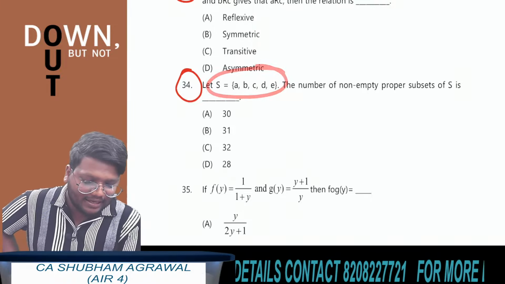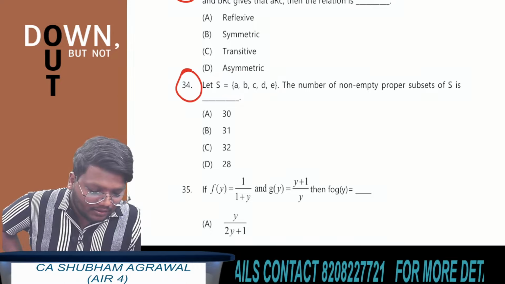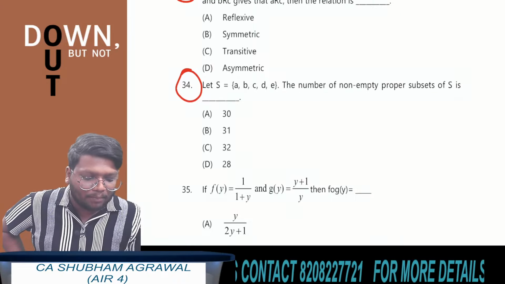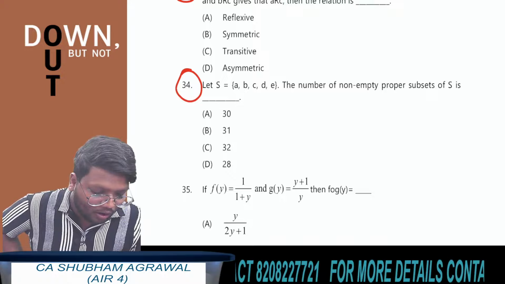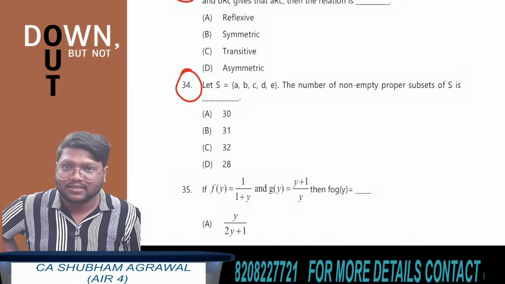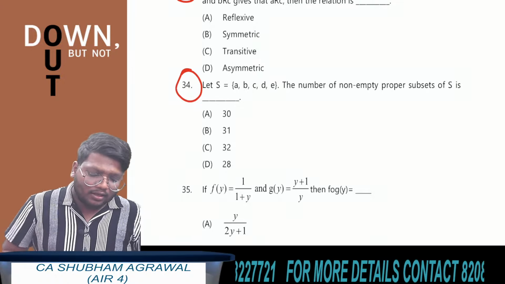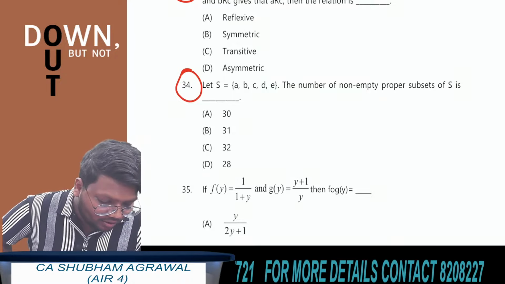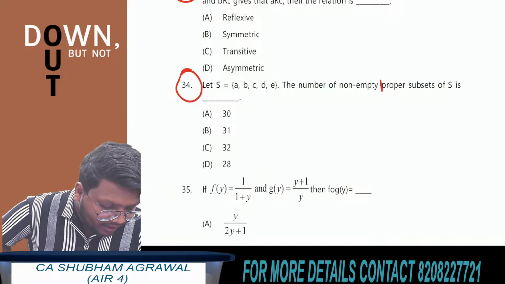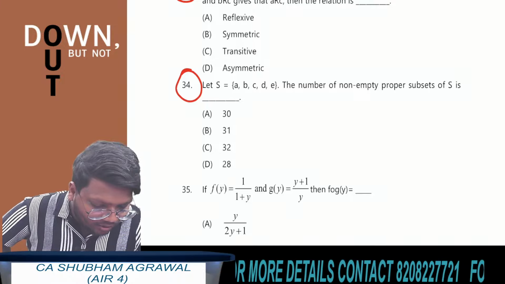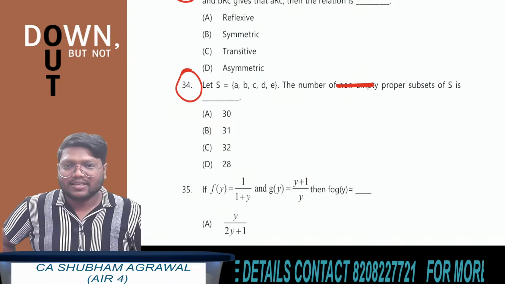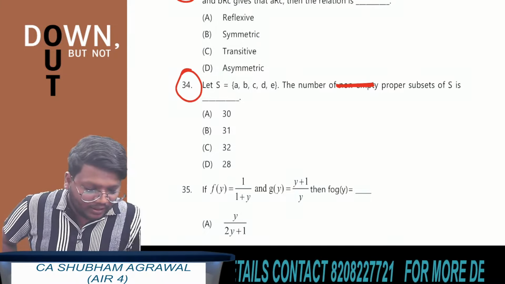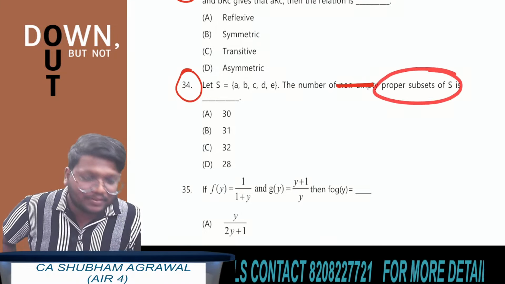Set S contains the elements A, B, C, D and E. What they have asked here is the number of non-empty proper subsets of S. Now this question is also very, very important. Let's say this word non-empty is not there, and they have asked just proper subsets of S.